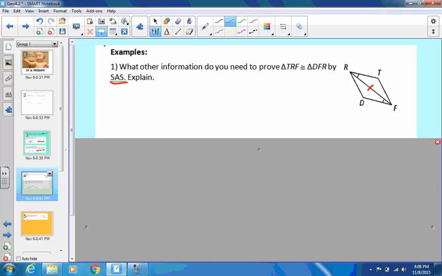To prove that we have side angle side, if I'm looking at this triangle DFR here, and I'll use a different color to show it, DFR. If I want to have two sides and an included angle, the other side would have to be right here. And for the other triangle, the other side would have to be right here. So we would need to have segment RT congruent to segment FD.